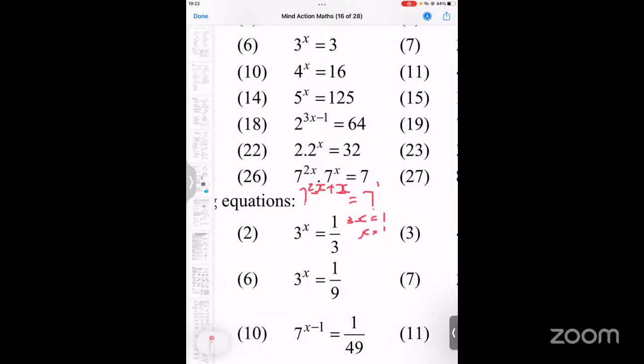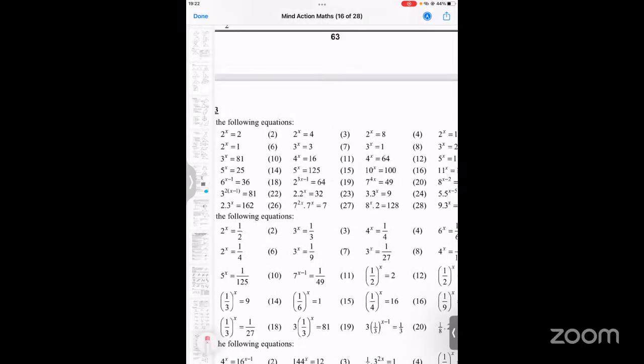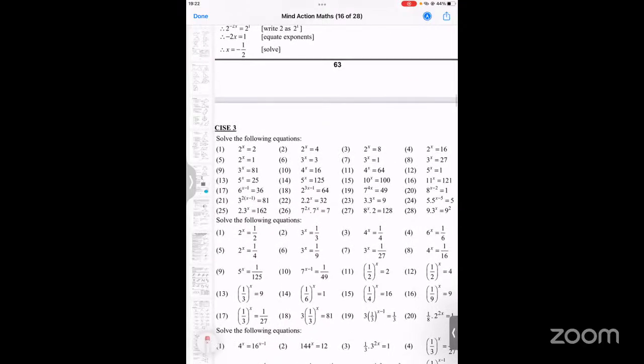But are you sure that it makes sense, Langley? Do you now remember that law which says when the bases are the same, you add the exponents? Yes, I remember. Okay, maybe let's see.